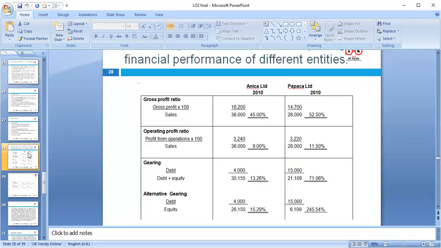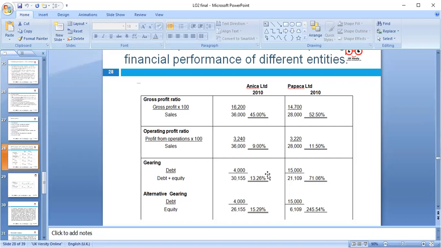Okay guys, we've been given one of the financial statements. If you want to measure financial performance, we use financial ratios. To measure performance, we pick two companies and look at their gross profit divided by sales, or turnover. One company has a ratio of 45%, the other 52%. Operating profit: Anika is 9%, the other is 11%.